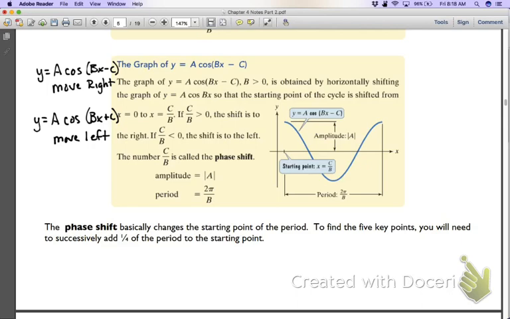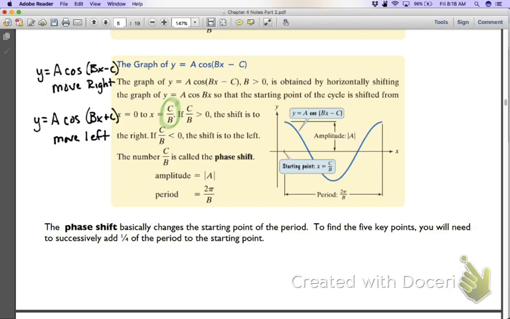That doesn't change anything. We're just going to move it left or right accordingly. But if it's a plus, it's going to go left just like it did before. The biggest thing that we can't forget to do is to divide whatever that value is, whatever's being added or subtracted, by our b value. That's what's going to move it.